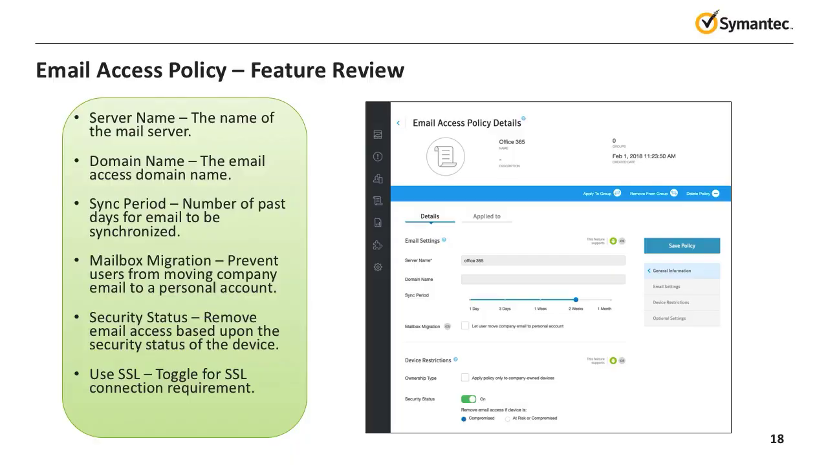The email access policy lets the enterprise control if and how users can access company email on their mobile devices. The policy not only controls basic access configurations such as server and domain name, but also includes security controls, such as preventing a user from moving company mail to a personal account and blocking access when a device is compromised or at risk. Email access policies can be created for mobile devices and can be adjusted depending on whether devices are personal or corporate owned.